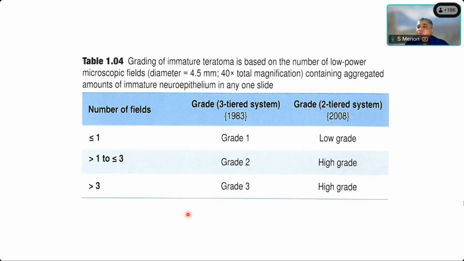Joseph is asking about 4 low fields in 5 slides, one each. So you have to take any one slide, Joseph. In any one of the slides, if you have aggregated neuroepithelium in more than 3 fields, then it becomes grade 3.